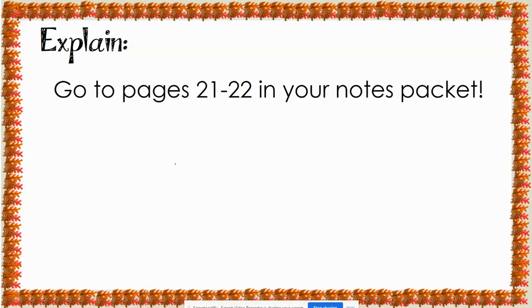Today we're going to learn about the angles created from parallel lines and transversals. You should be on page 21 in your notes packet.